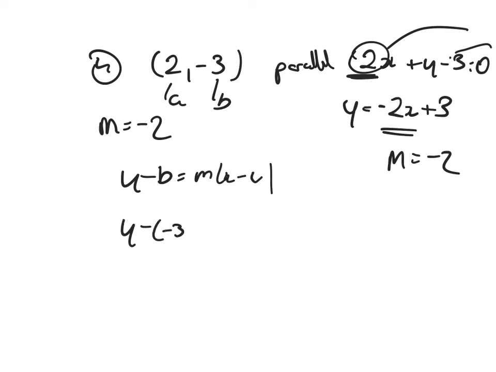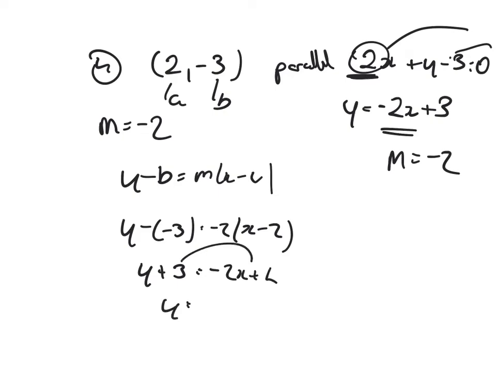y minus 3 equals minus 2 bracket x minus 2. That's y plus 3 is equal to minus 2x plus 4. And bring that across, change its sign, and that will be y minus equals minus 2x plus 1.